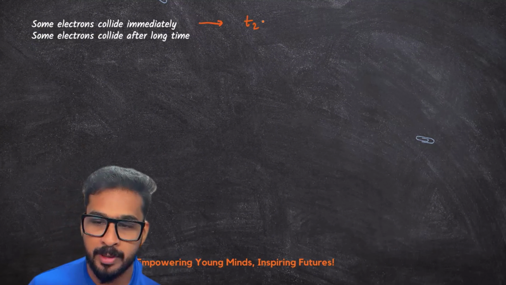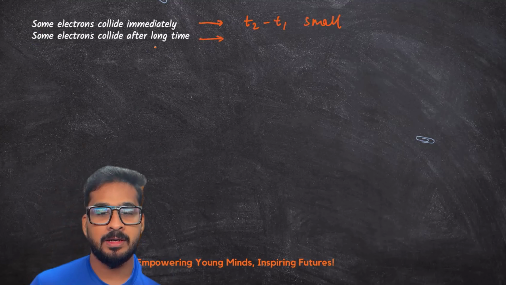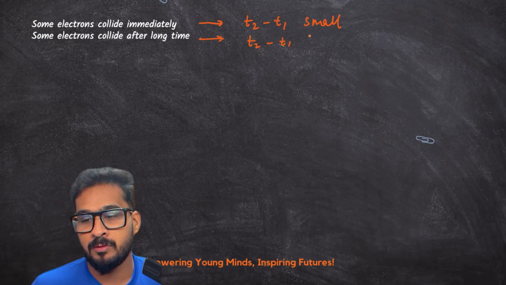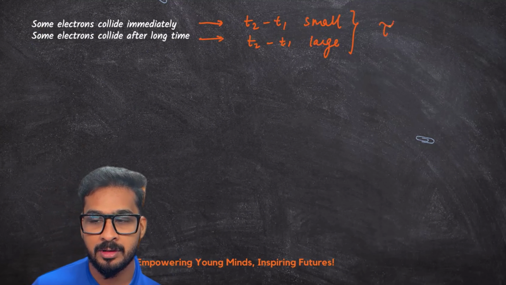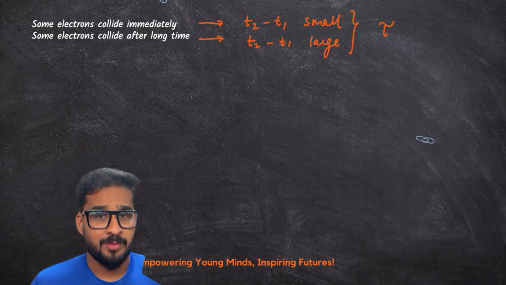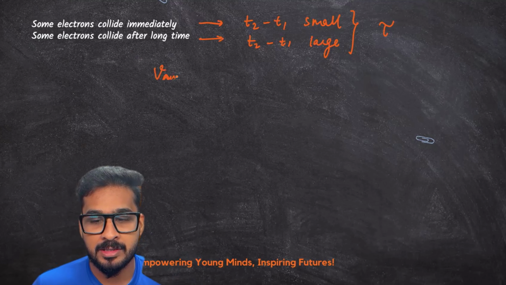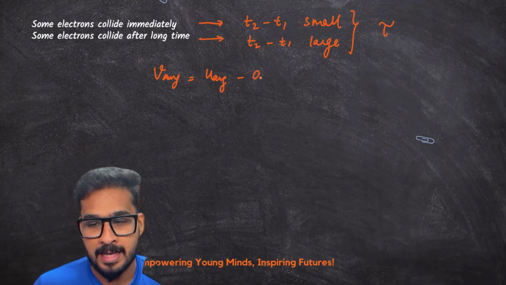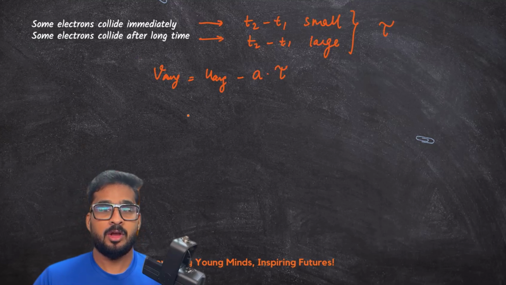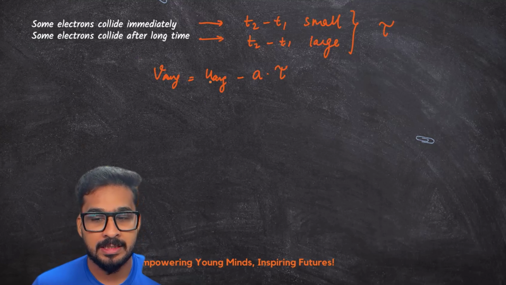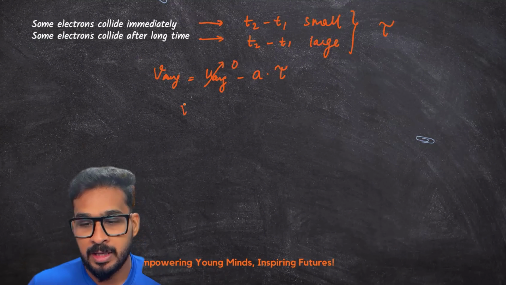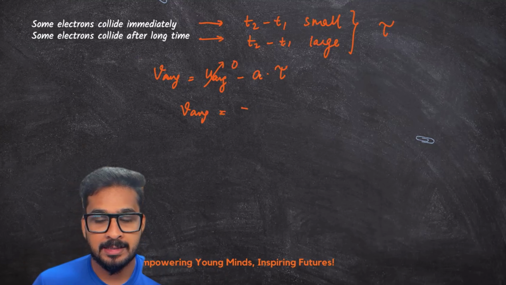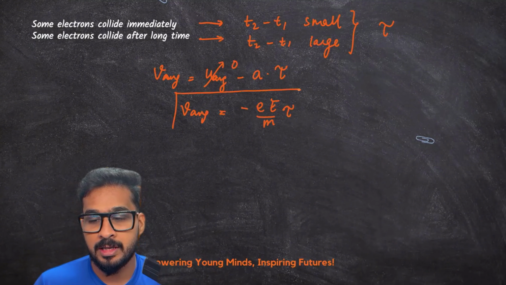Some electrons will collide immediately, that means T2 minus T1 is small, whereas some electrons will collide after a long time, so T2 minus T1 will be large. So the average time between these collisions is called the relaxation time, that is tau. When representing the average velocity, I need to write V average is equal to U average minus acceleration into relaxation time, considering all the electrons together. We know that U average is equal to 0 because of the random motion of the electrons that I discussed earlier. So V average is equal to minus eE by m into tau. This is the expression for the drift velocity.